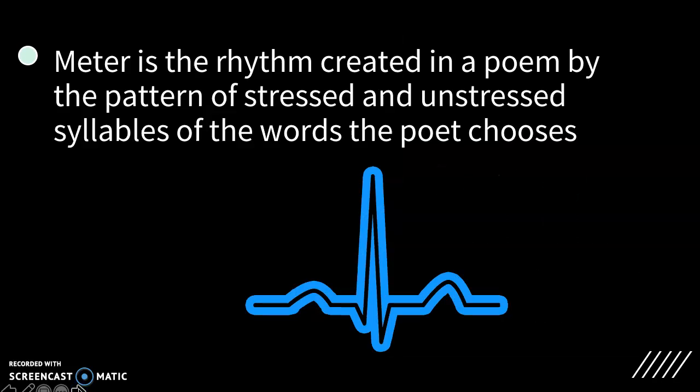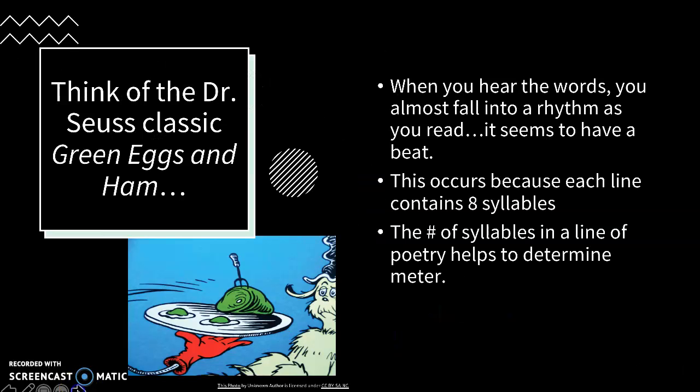So the definition of meter is the rhythm created in a poem by the pattern of stressed and unstressed syllables of the words the poet chooses. So meter gives us rhythm. Think of the Dr. Seuss classic Green Eggs and Ham. When you hear the words in that book, you almost fall into a rhythm as you read. It seems to have a beat.